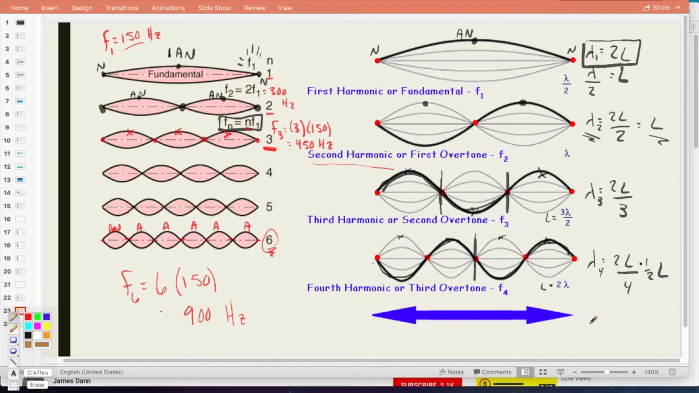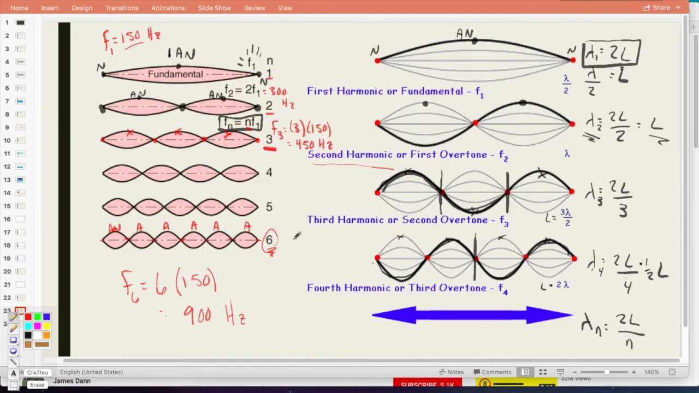A general form of this, which is very easy to remember, is that the wavelength of any harmonic, the first harmonic, the second harmonic, the third, is going to be equal to, do you know what it is? Twice the length of the string over n, where n is the number of the harmonic. Look, this is 2L over 1. This is 2L over 2. The third harmonic wavelength is 2L over 3. The fourth harmonic wavelength is 2L over 4, and so on and so forth.